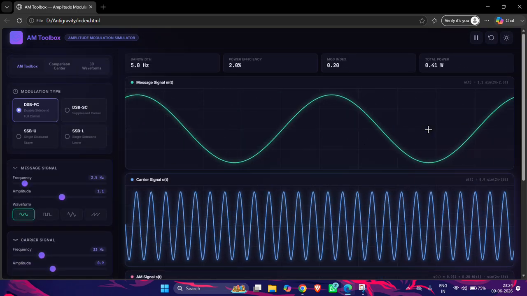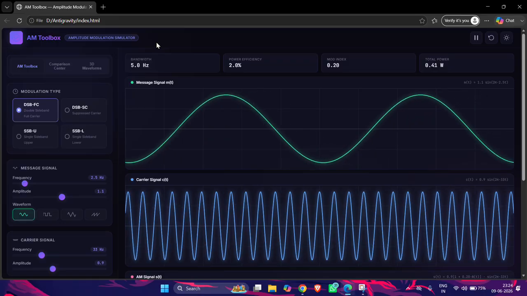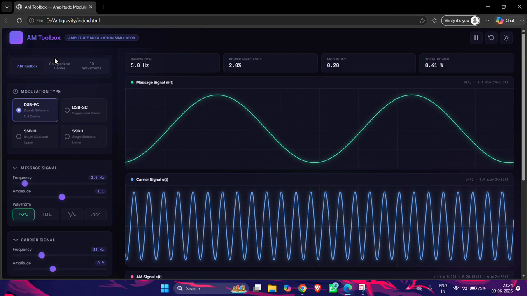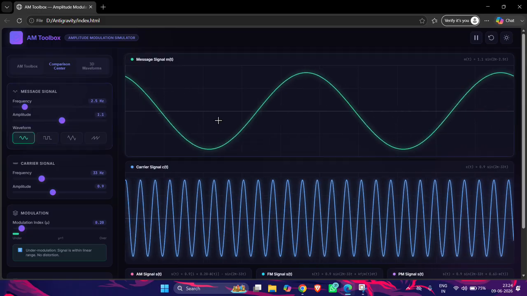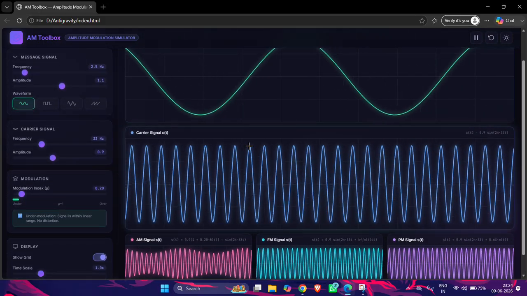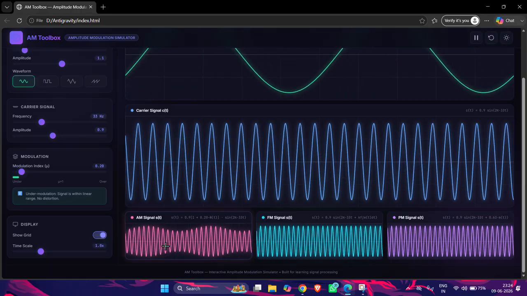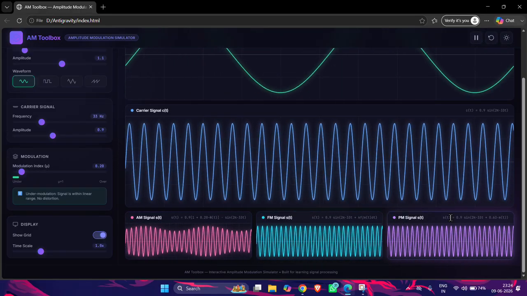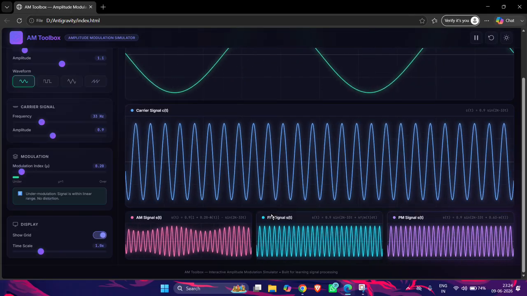And I have added or modified something in the toolbox, which includes the comparison center, where we will be comparing these two signals, the message signal and carrier signal, based on the amplitude modulation signal, frequency modulation signal, and the phase modulation signal.